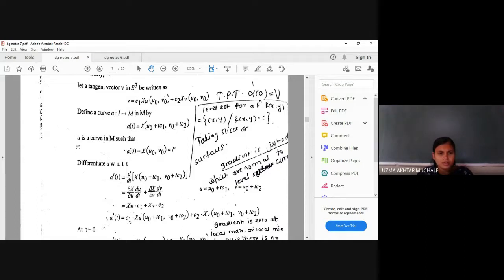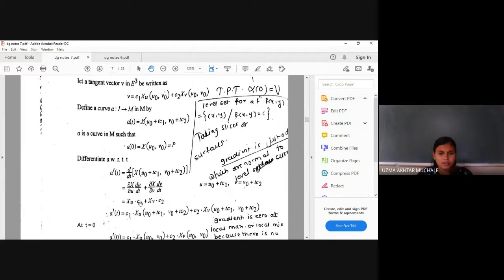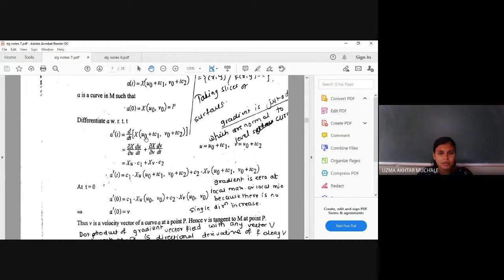So alpha is a curve in the surface, and if we put t equal to 0, we directly get our point. Alpha of 0 is equal to x of (u naught, v naught), which equals the given point p. Differentiating alpha, we get the partial derivatives. What is the derivative of u with respect to t? The derivative of u naught plus t c1 with respect to t is simply c1. The derivative of v naught plus t c2 with respect to t is simply c2, because v naught and c2 are both constants.